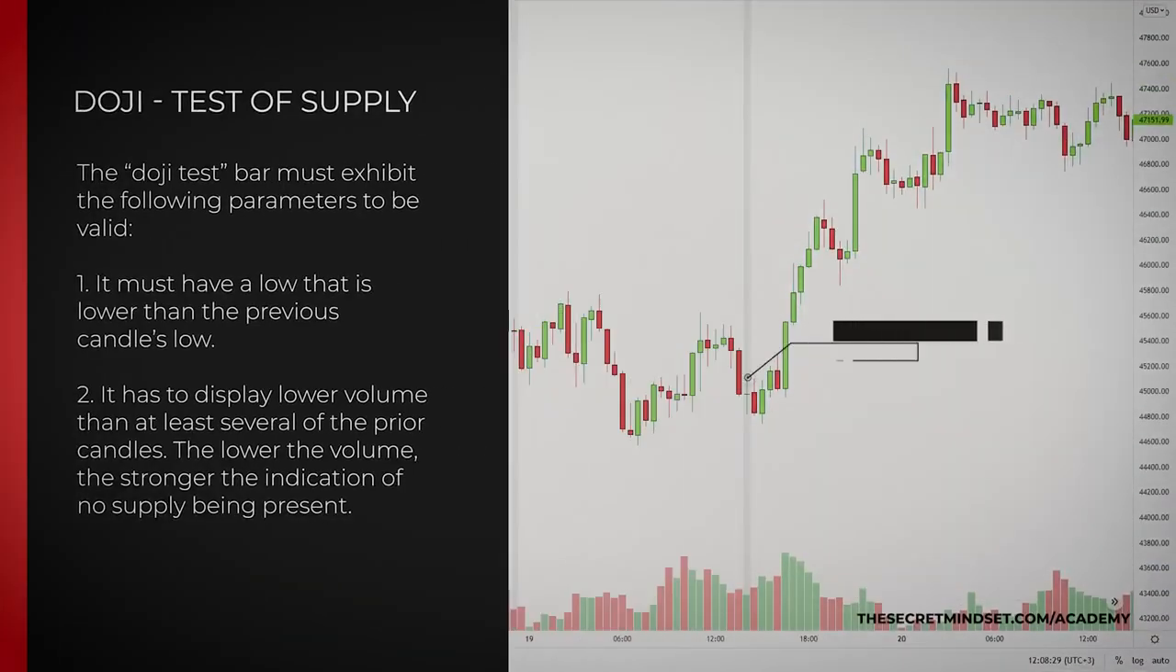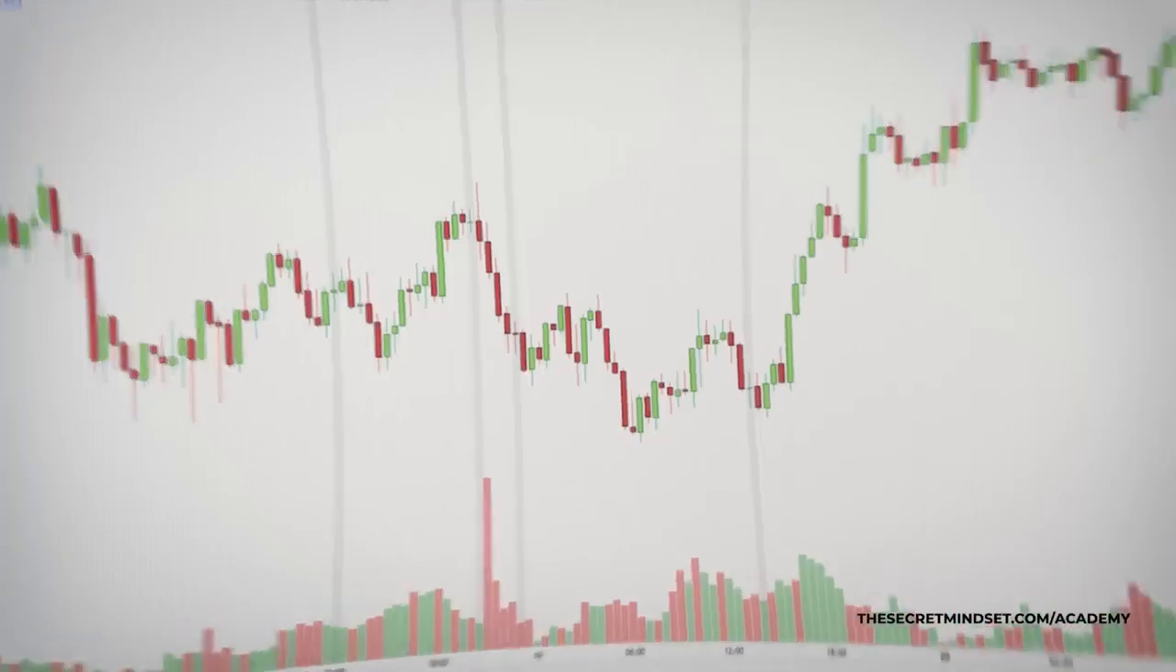The doji test bar must exhibit the following parameters to be valid. It must have a low that is lower than the previous candle's low, and it has to display lower volume than at least several of the prior candles. The lower the volume, the stronger the indication of no supply being present.